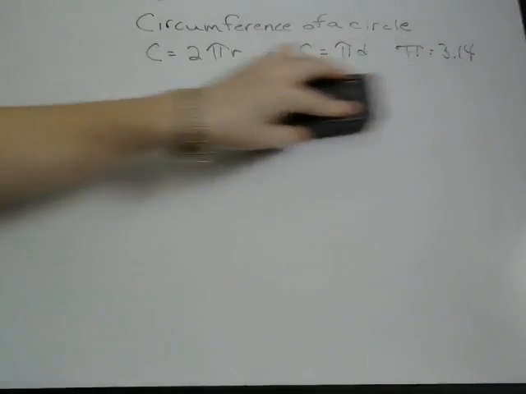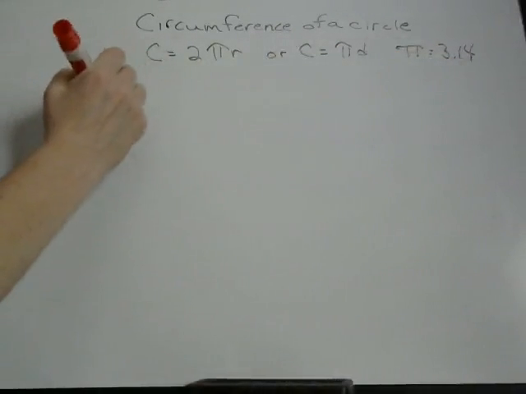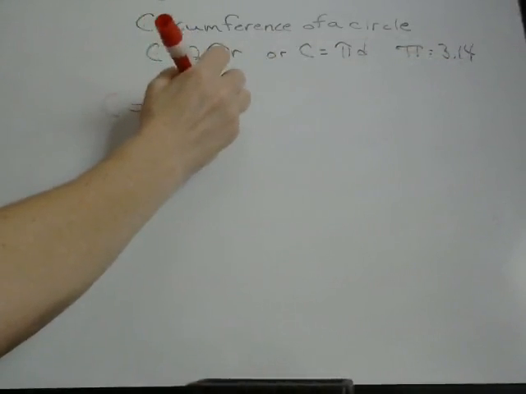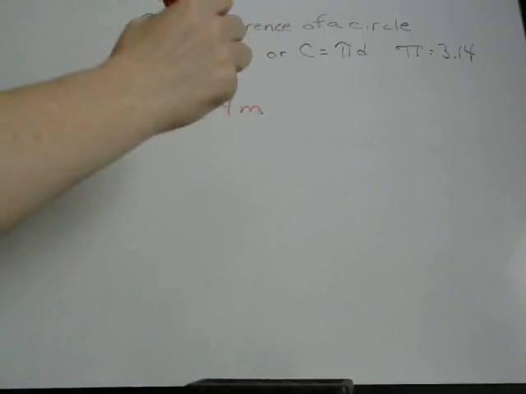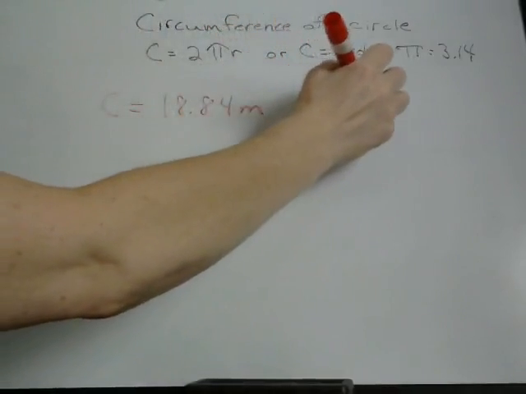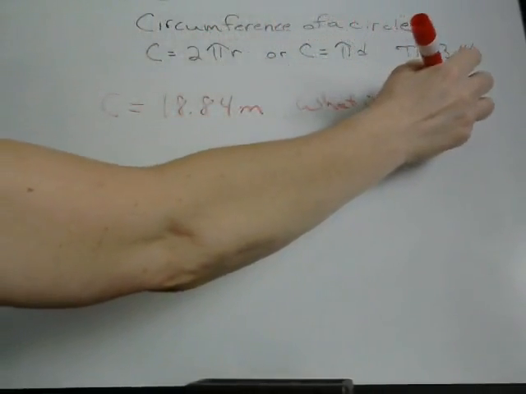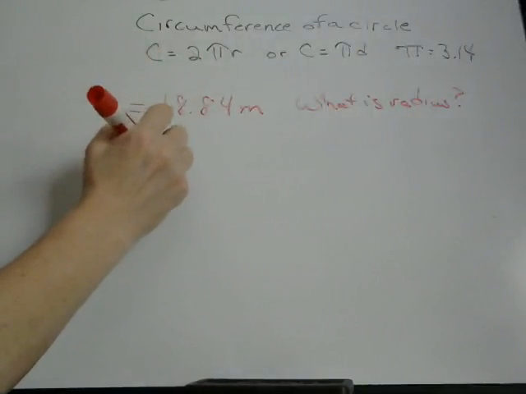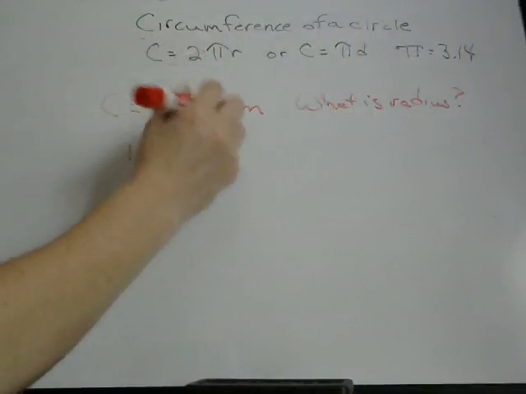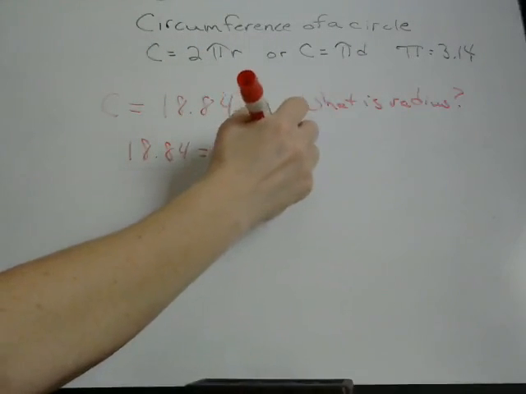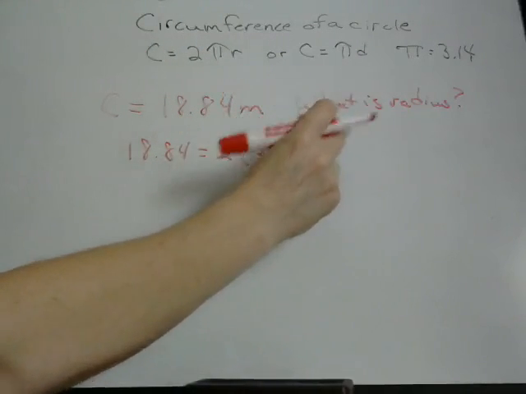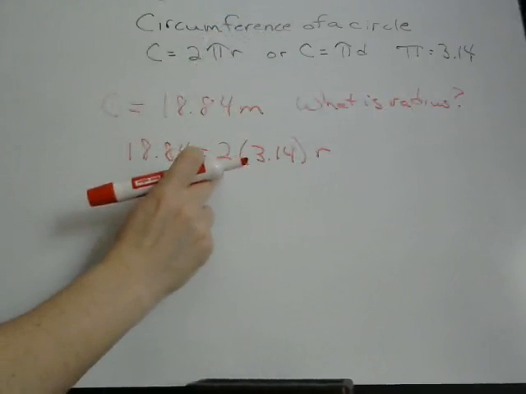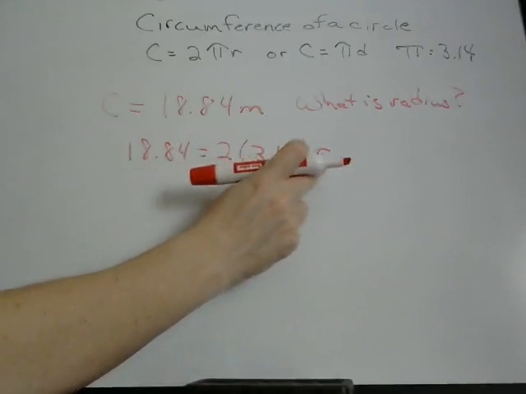What if they say the circumference is 18.84 meters? What is the radius? So again, we have the formula C, 18.84 equals 2 times pi. We're going to put 3.14 in there, times r, because we're looking for the radius, so we're going to use this formula. 18.84 equals 2 times 3.14 times r.